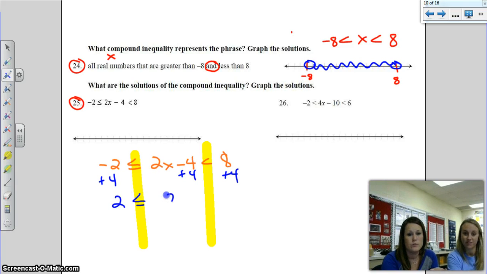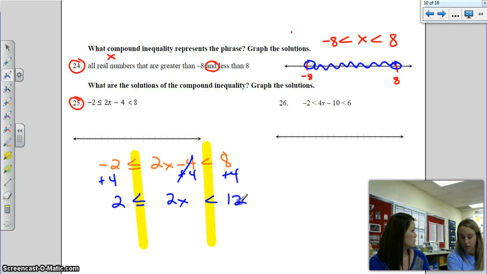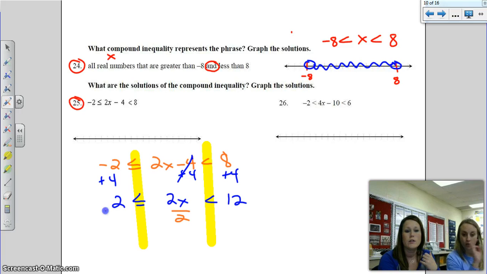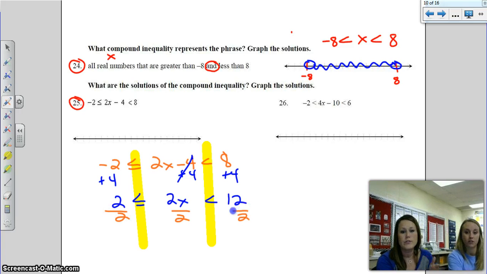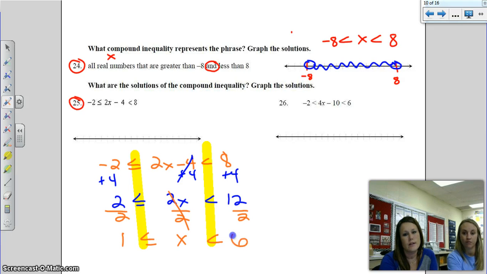So this becomes 2 less than or equal to 2x, because the minus 4 is gone. And then 8 plus 4 is 12. Now, divide everything by 2. You have to do it on all 3 sections, on all sides of the lines. So 2 divided by 2 is 1, less than or equal to x, less than 6.